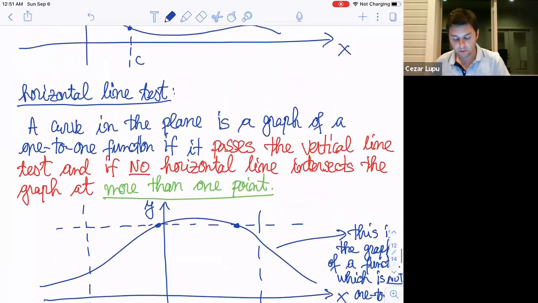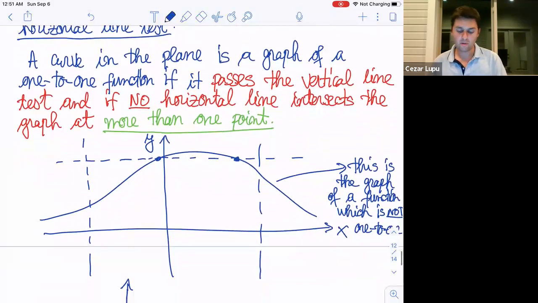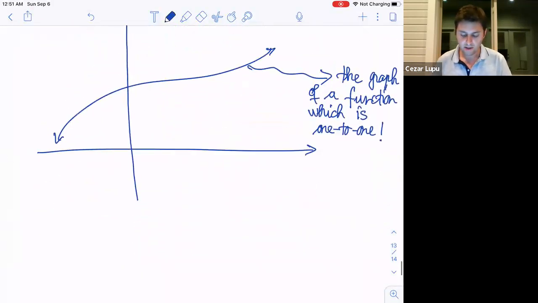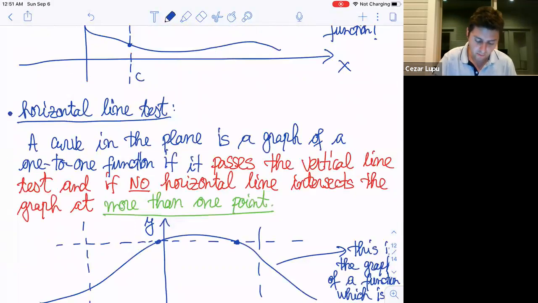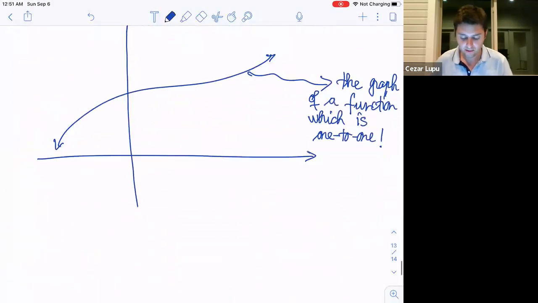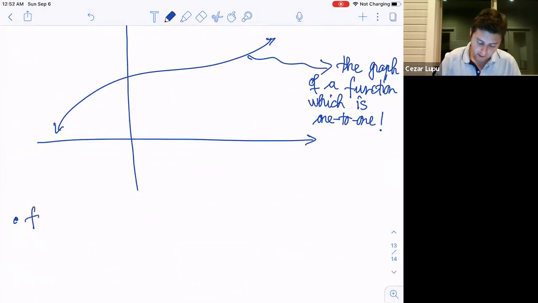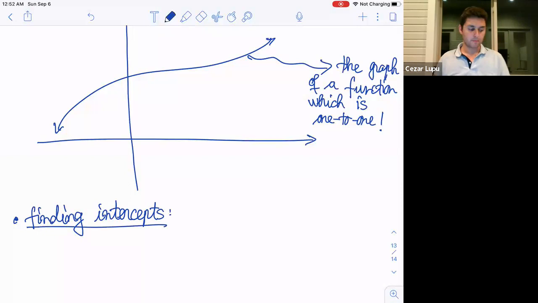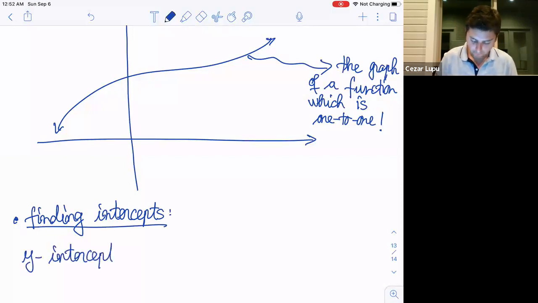Now, we've talked about the vertical line test and horizontal line test, but I'd also like to talk about something else which is very, very important. And that thing is how do we find the intercepts? So, finding intercepts: the y-intercept, and the x-intercept. So what is the y-intercept?